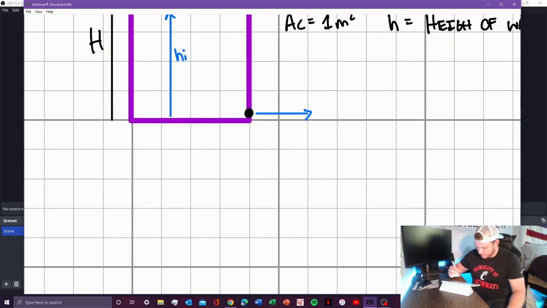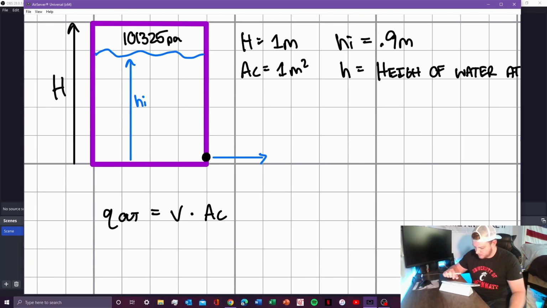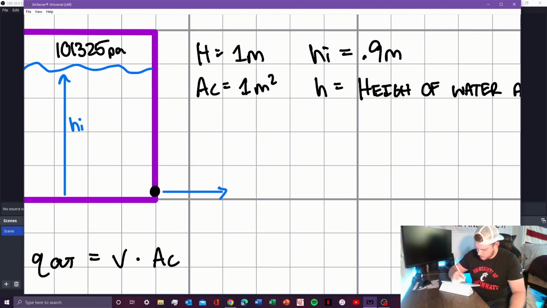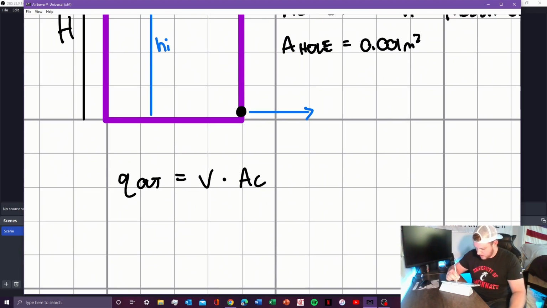We can start by looking at the volumetric flow rate equation, which is the flow rate out is equal to the velocity of the liquid leaving times the area of the hole, the cross-sectional area of the hole. Oh, that's one more thing I didn't mention. Or I did, I just haven't written it down. The area of the hole we said was 0.001 meters squared. So area of the hole.